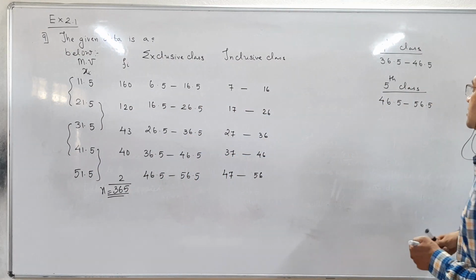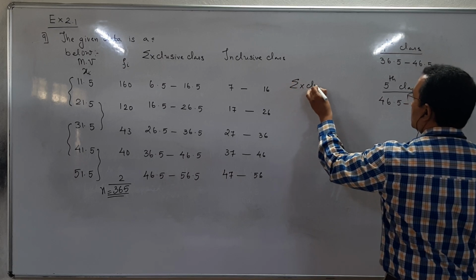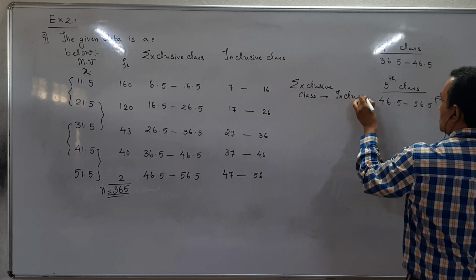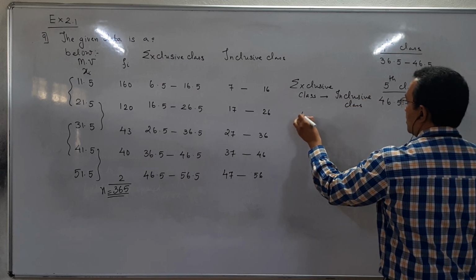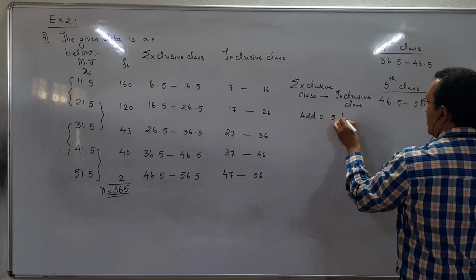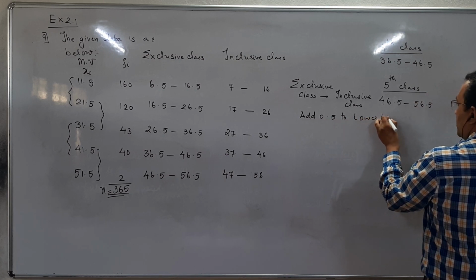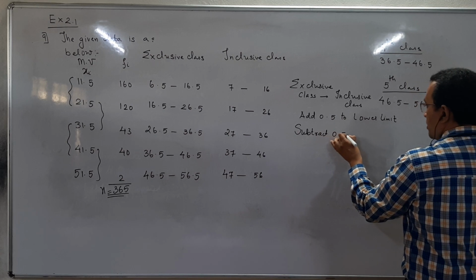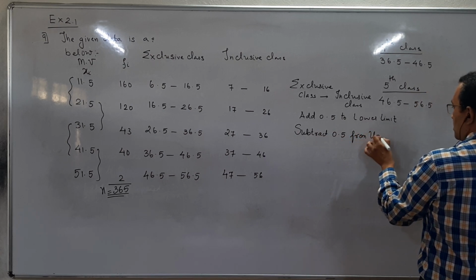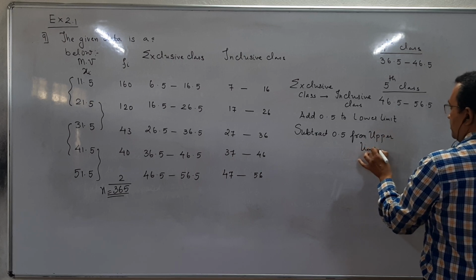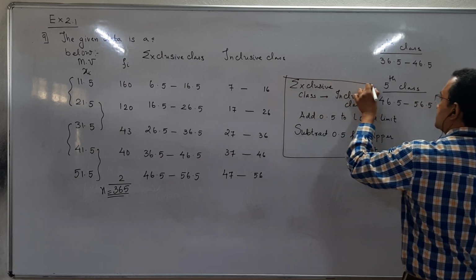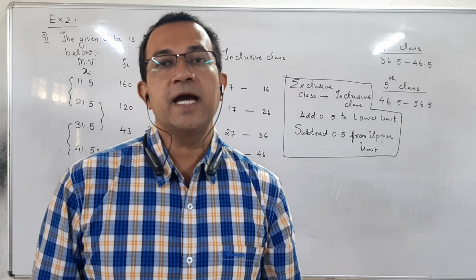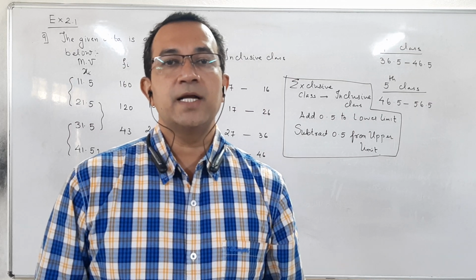So remember, like this, while converting exclusive class to inclusive class, add 0.5 to lower limit and subtract 0.5 from upper limit. This will go down as a formula. So this completes, students, our answer number 9.